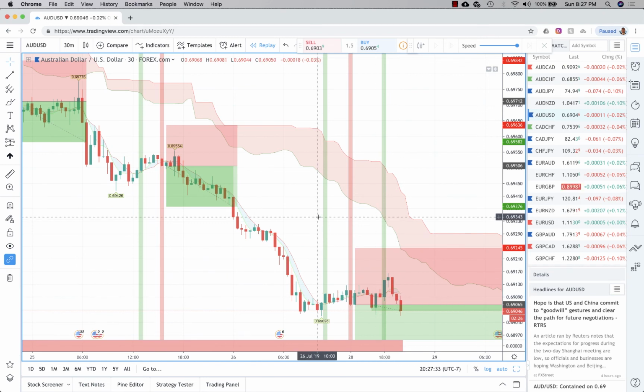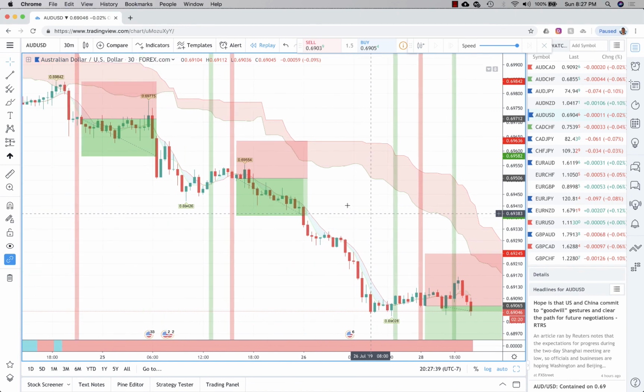But yeah, that's a basic rundown on how to apply the K2 trading strategy with the K2 trend meter. As you can see, it makes it so much easier. You don't have to look at 4 charts anymore. You can do everything all on one chart.